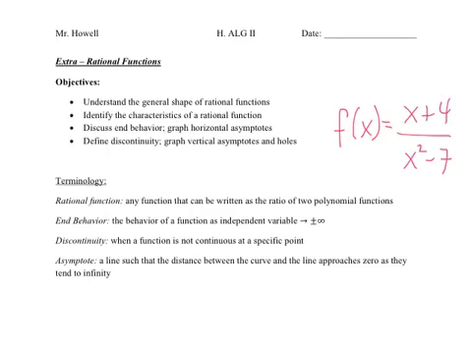Finally, discontinuity is when a function is not continuous at a specific point. So for some reason there's some sort of a gap in the graph, or a hole, or an asymptote. And finally, let's define asymptote. An asymptote is a line such that the distance between the curve, meaning the graph, and the line itself approaches zero as they tend to infinity.